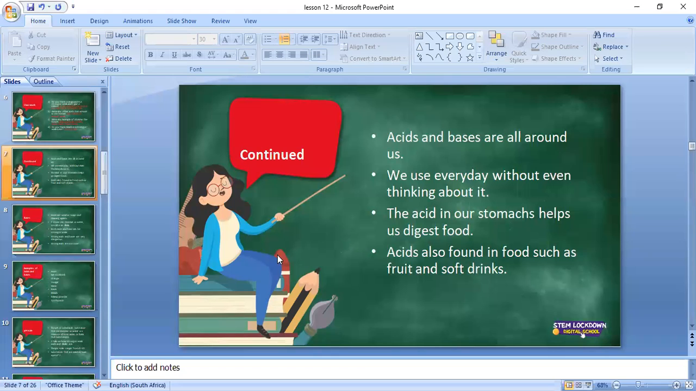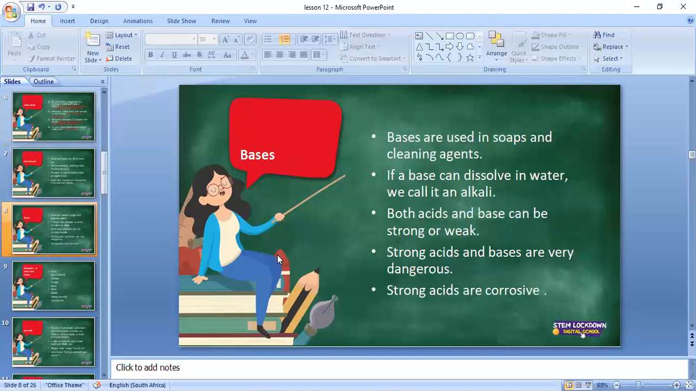The acid in our stomach actually helps us digest food. You've got hydrochloric acid in your stomach. I'm sure everybody has eaten breakfast today, so hydrochloric acid has been at work to break down the food further in your stomach. Acid is also found in foods such as fruit and soft drinks. You find acid everywhere. Some of our fruits have acid, while others have a base.